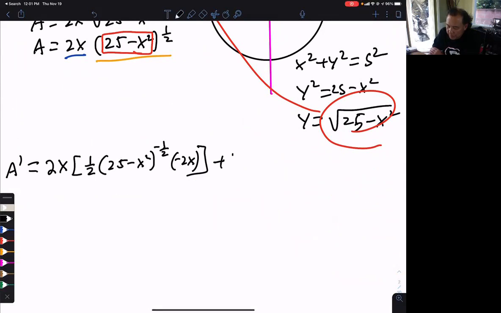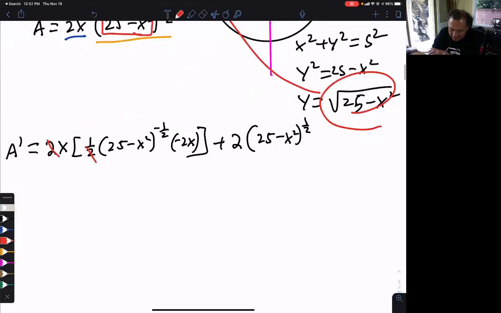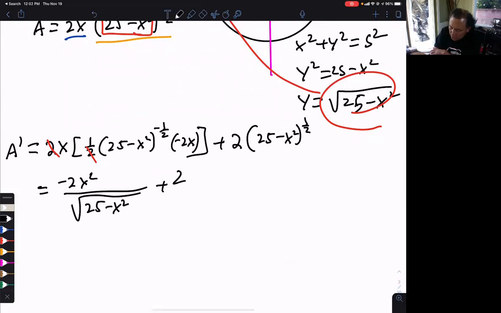Plus, we take the derivative of the first one, and we leave the second one alone. Wow. Ready for this? 2 and 2 cancel. What do I have left? I have an x and a minus 2x, so that's going to be minus 2x squared. This negative is going to move this to the bottom over the square root of 25 minus x squared plus 2 square root of 25 minus x squared. Okay, so I just did half power, that's square root, negative moves to the bottom.